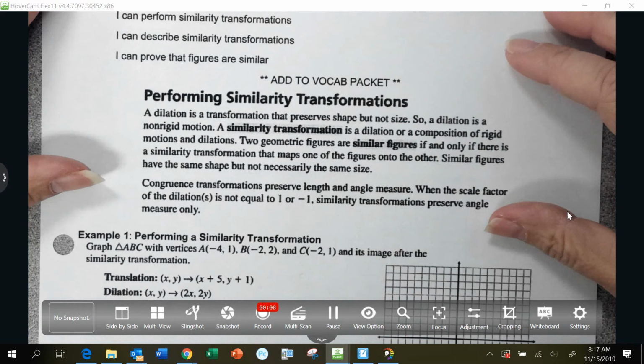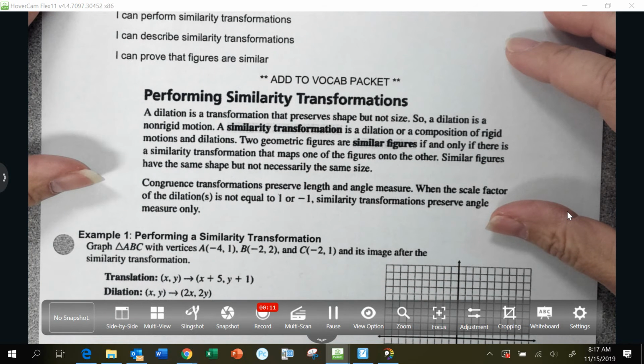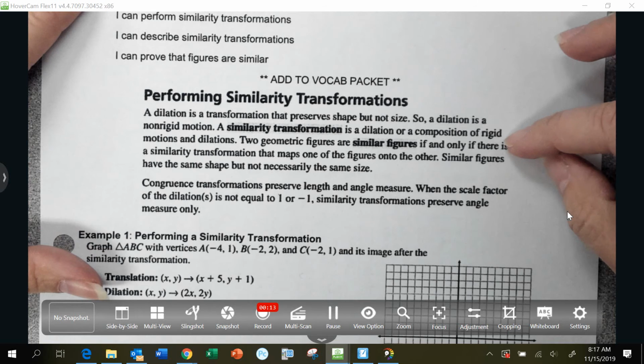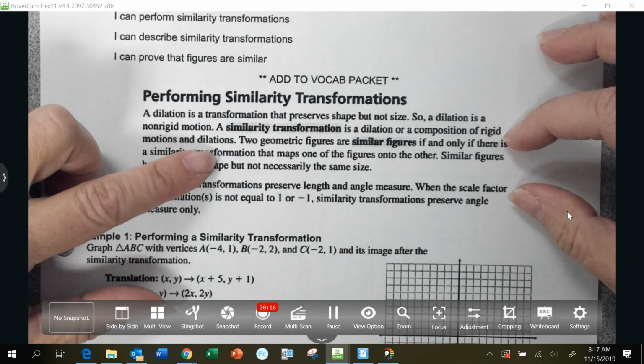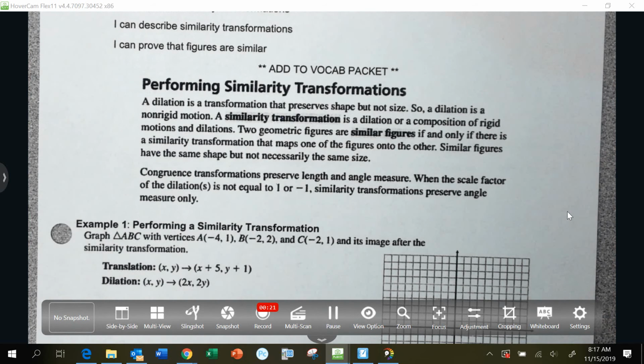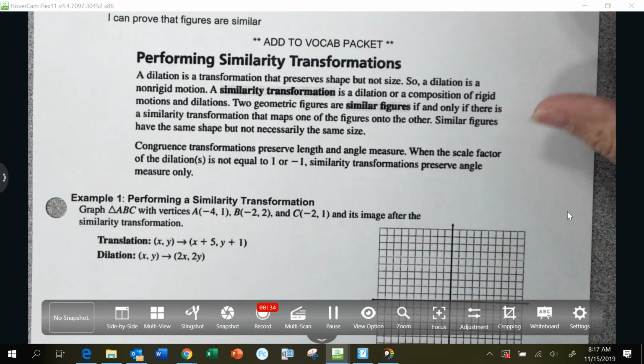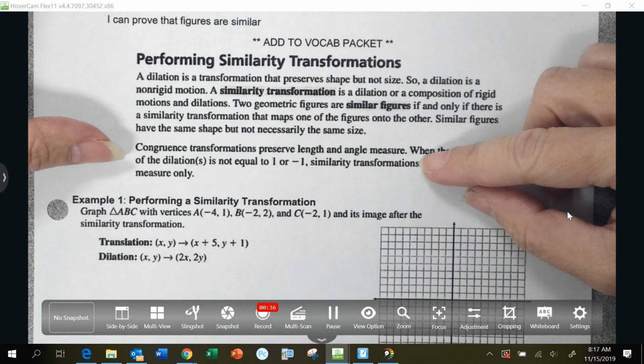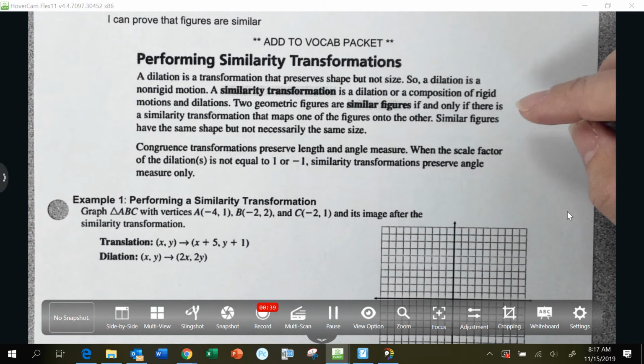Transformation. So a similarity transformation is a dilation or a composition of rigid motions and dilations. Two geometric figures are similar figures if and only if there is a similarity transformation that maps one of the figures onto the other. Similar figures have the same shape, but not necessarily the same size. Congruence transformations preserve length and angle measure when the scale factor of the dilation is not equal to 1 or -1. Similarity transformations preserve angle measures only.